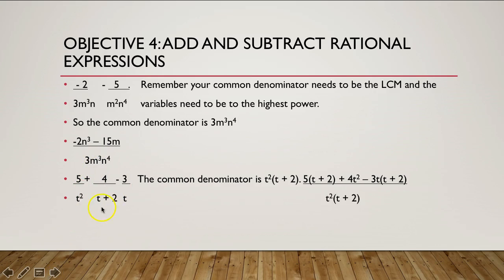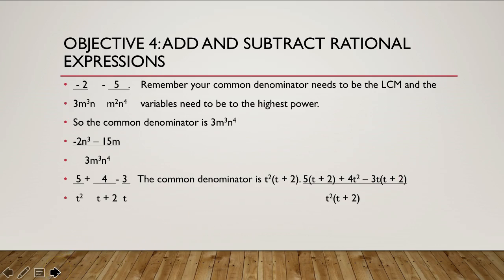Here we have t squared, t plus 2, and t, and your common denominator is t squared times t plus 2, since this is the highest power. That means the 5 has to be multiplied by t plus 2, the 4 has to be multiplied by the t squared, and the negative 3 has to be multiplied by a t and a t plus 2. That's what's shown over here.